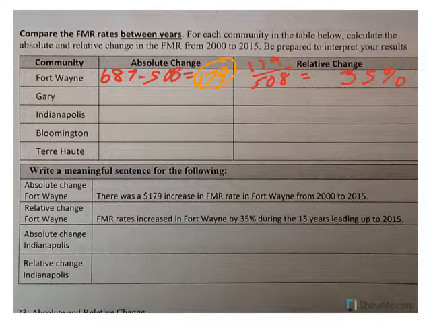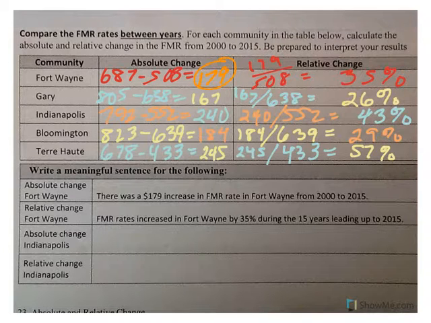Now, I'm going to go back to the previous page for you. I'm going to hit pause. I want you to look at these four and try to do these four. And actually, I'm not going to go back to the other page. You can rewind the video if you need to. But Gary, Indianapolis, Bloomington, Terre Haute, go ahead and hit pause, try them, and then come back and look at your answers, compare them to mine.